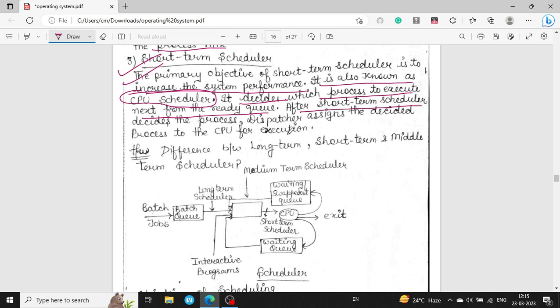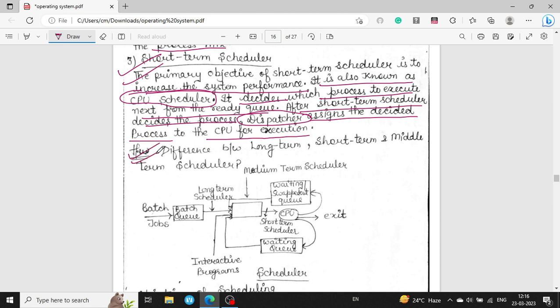After the short-term scheduler decides the process, the dispatcher assigns the decided process to the CPU for execution. The one who assigns the decided process to the CPU for execution is known as the dispatcher. Keep in mind what a dispatcher is and what the work of the dispatcher is. The dispatcher assigns the decided process to the CPU for further execution.